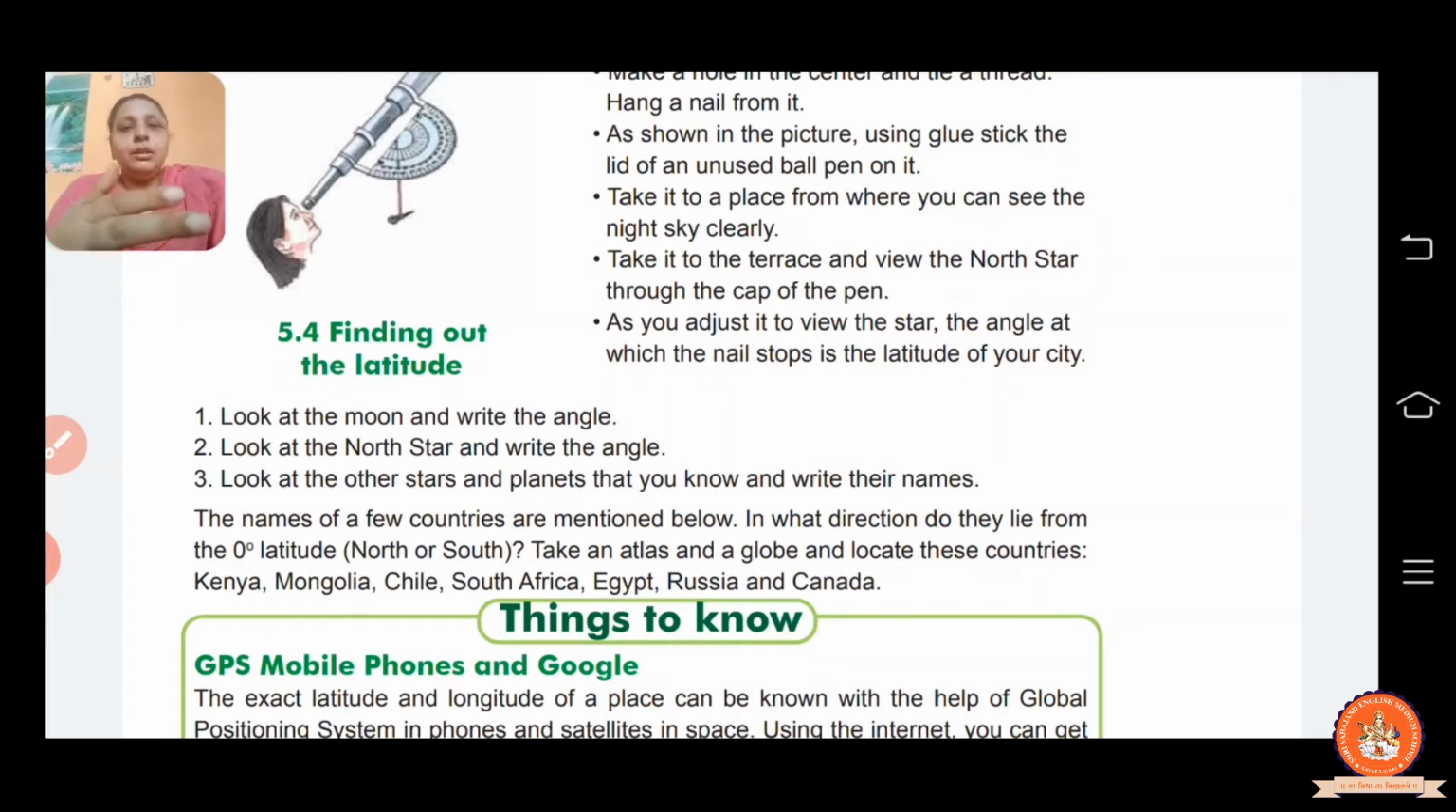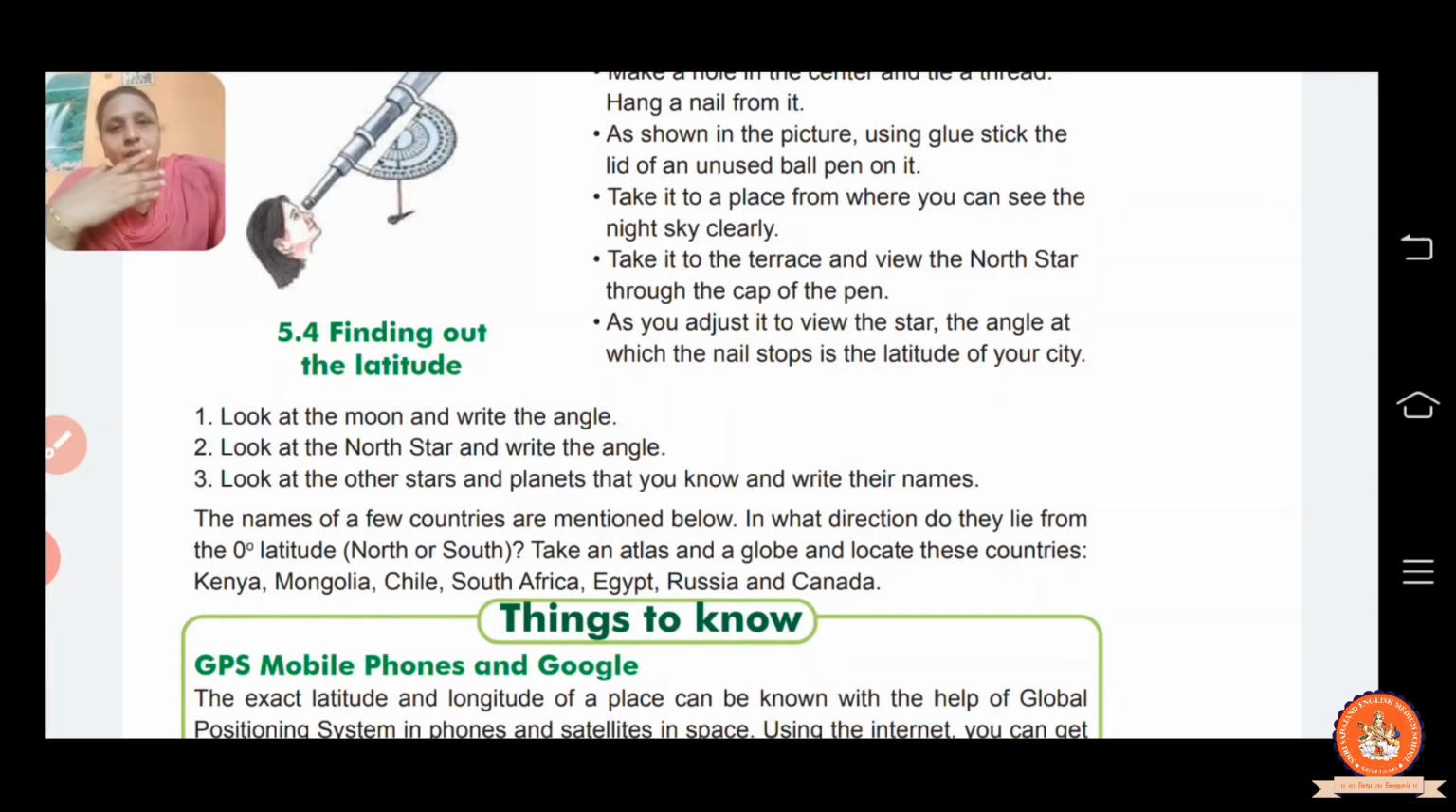Okay beta, now look at the north star and write the angle. The north star is at an angle of 67 degrees when viewed from the Ahmedabad horizon. If we view it from the Ahmedabad horizon, 67 degrees will come.